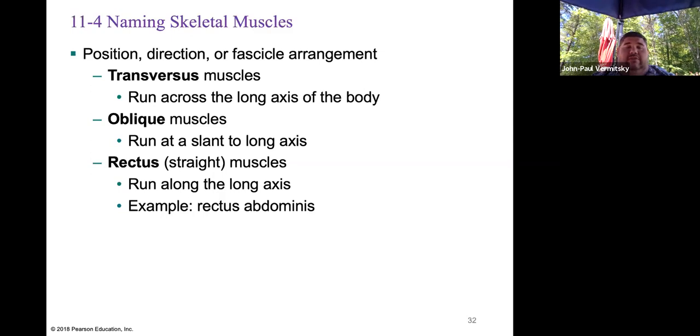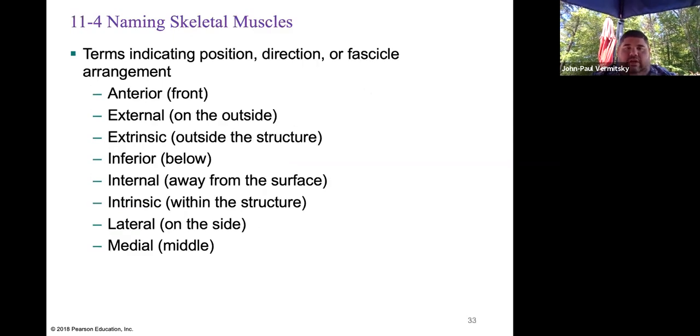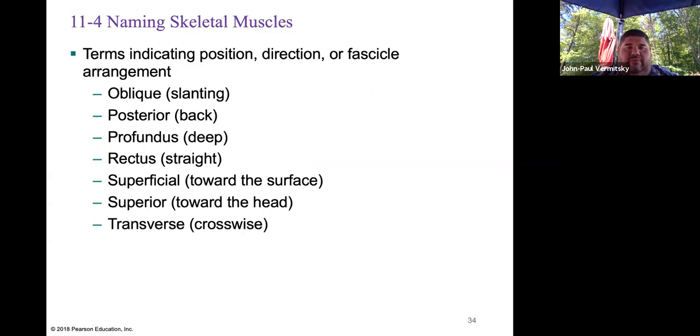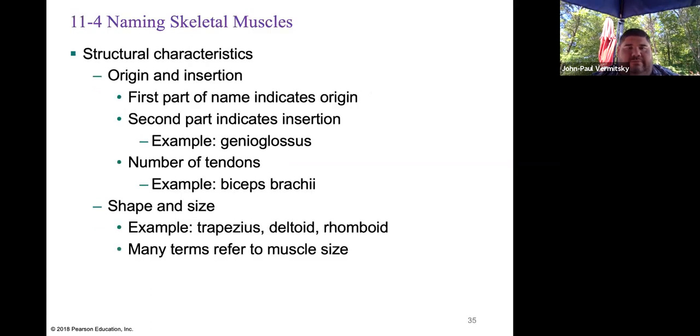And then the rectus muscles, these are going to run along the long axis, such as the rectus abdominis going straight up and down. Then you'll also see anterior, posterior, lateral, medial. So again, a lot of the directional terms will also be incorporated here. Again, these are just some more of the directional terms there. Okay, so the first part of the name typically indicates the origin. The second part will indicate the insertion. So the genioglossus, the genio is going to indicate the origin. The glossus would indicate the insertion.